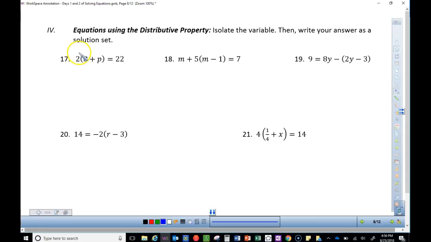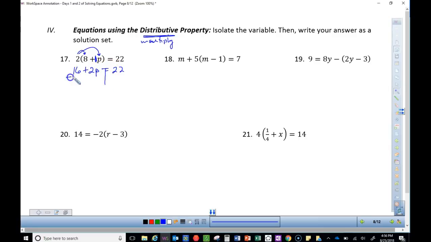So on 17, we have a 2 out here, and it needs to distribute to the 8 and the p. Now we're multiplying. Distributive means multiply. It just means multiply to everybody inside there. So 2 times 8 is 16. And then 2 times positive 1p will be positive 2p. If you want to put the 1s in, you can. If you don't need to, 2 times p is just 2p. That's fine. Equals 22. And then we're off, and it's just like the other ones.